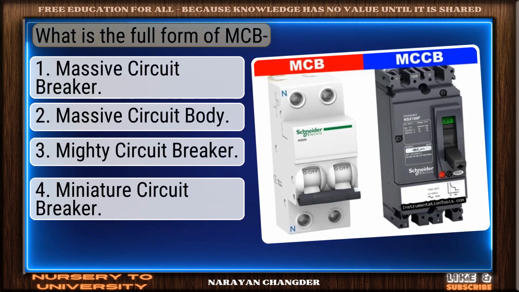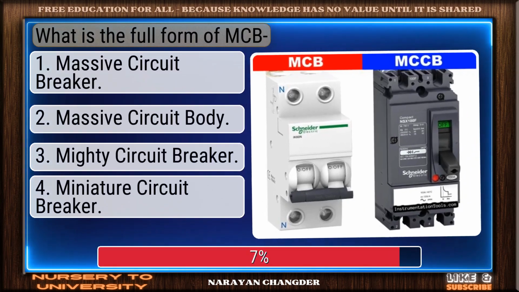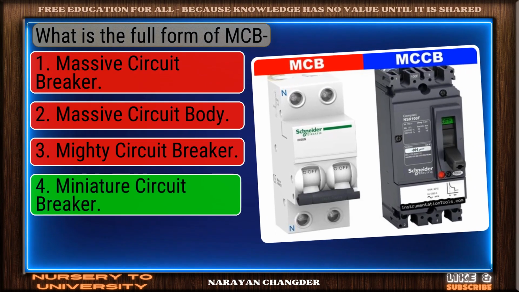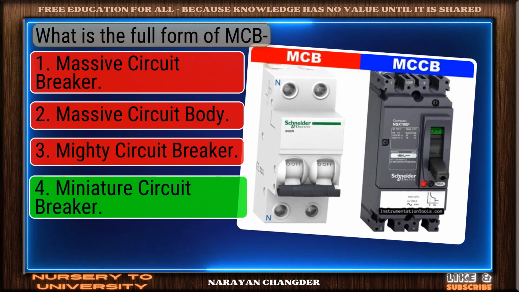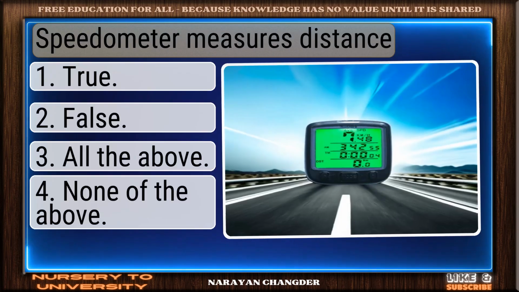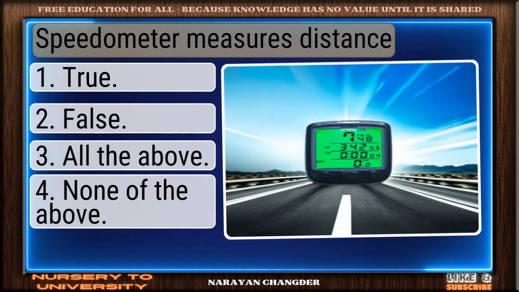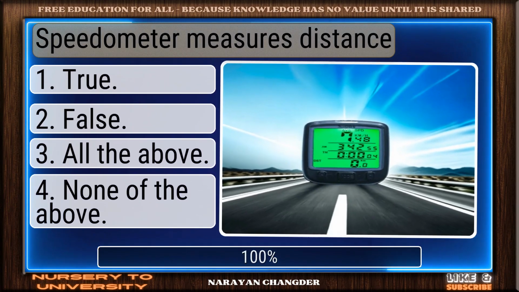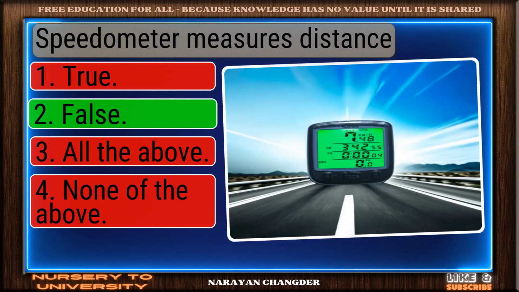Question number 218. What is the full form of MCB? You're right. Miniature circuit breaker is the correct answer. Question number 219. Speedometer measures distance. Bravo. False is the answer.